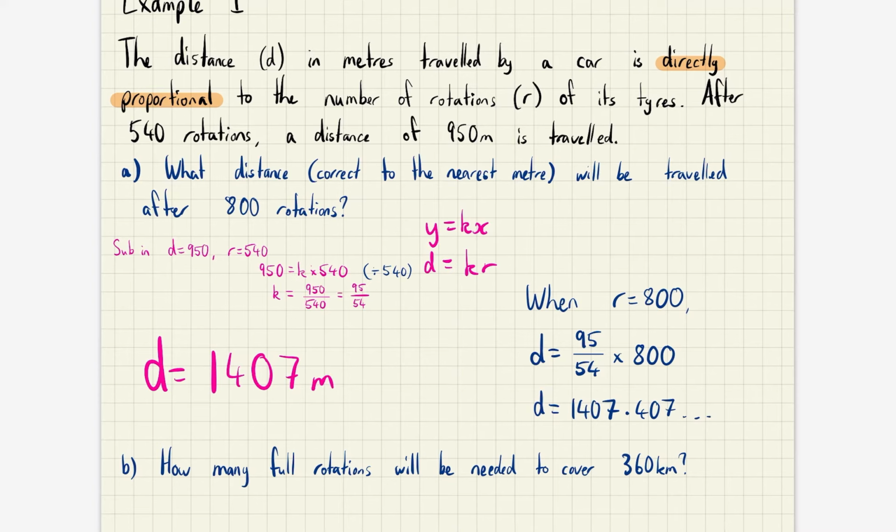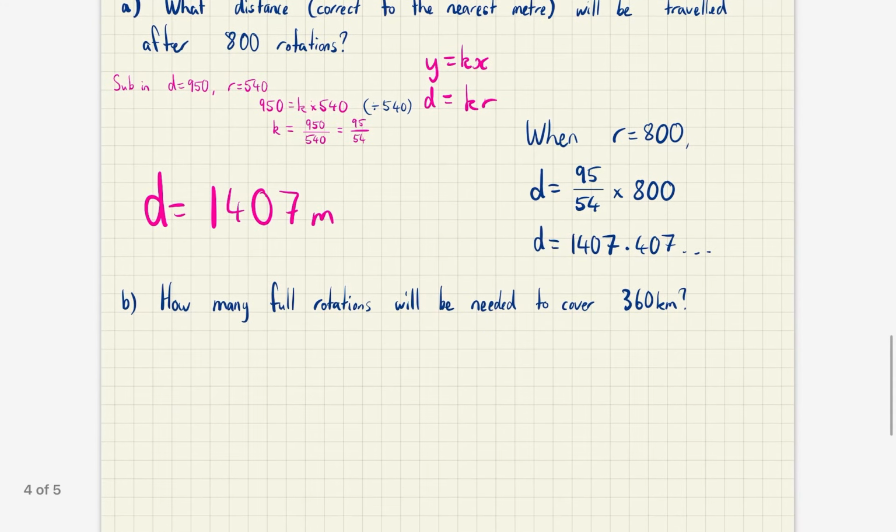Okay. So this might feel a bit weird at first, but basically the steps are: rewrite the equation, find what K is. Once you have K, you can then do whatever you need to with the equation. In this case, we needed to find the distance. The next thing we'll see is how many full rotations will be needed to cover 360 kilometers.